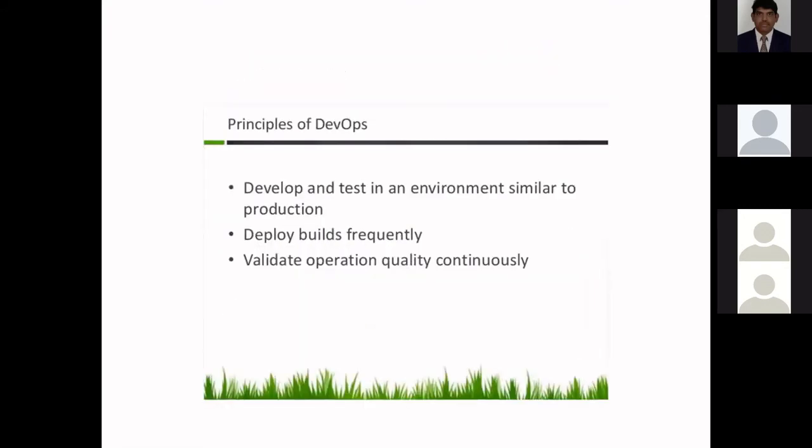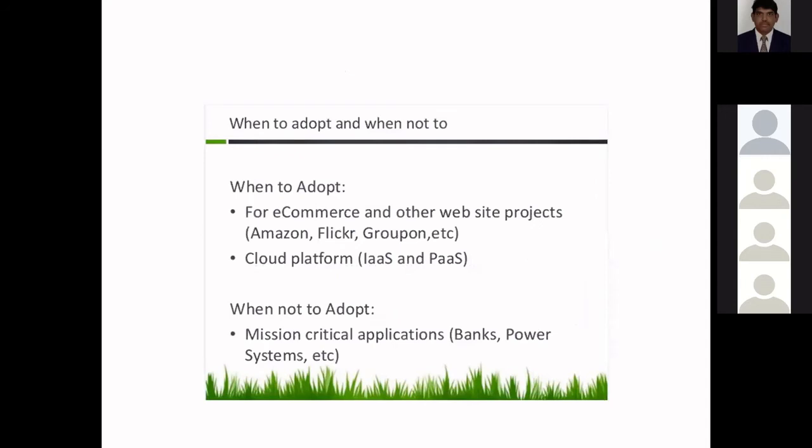The principles of DevOps: develop and test in an environment similar to production, deploy builds frequently, and validate operations quality continuously. So these are the principles: reduction of time, building frequently, and increasing quality assurance. These are some of the principles of DevOps, and now when to adopt and when not to adopt.